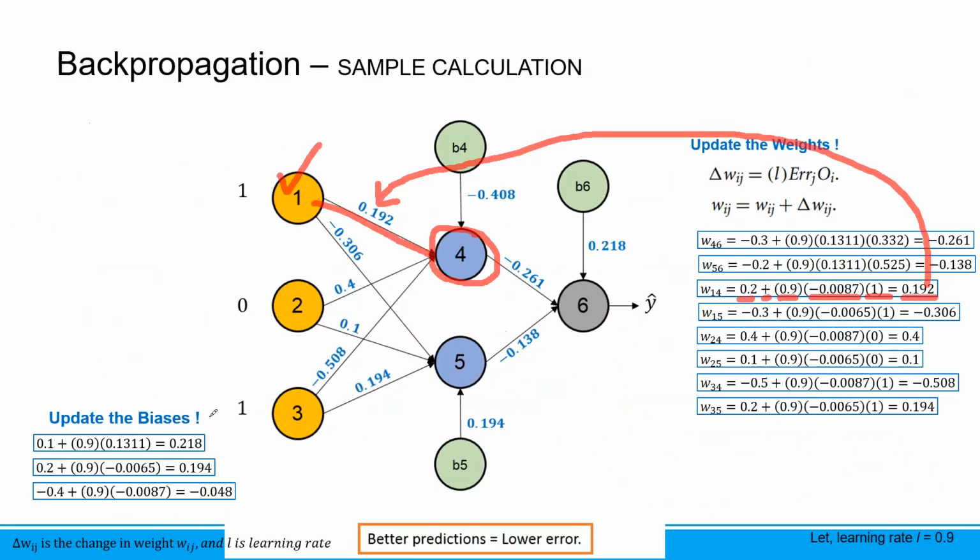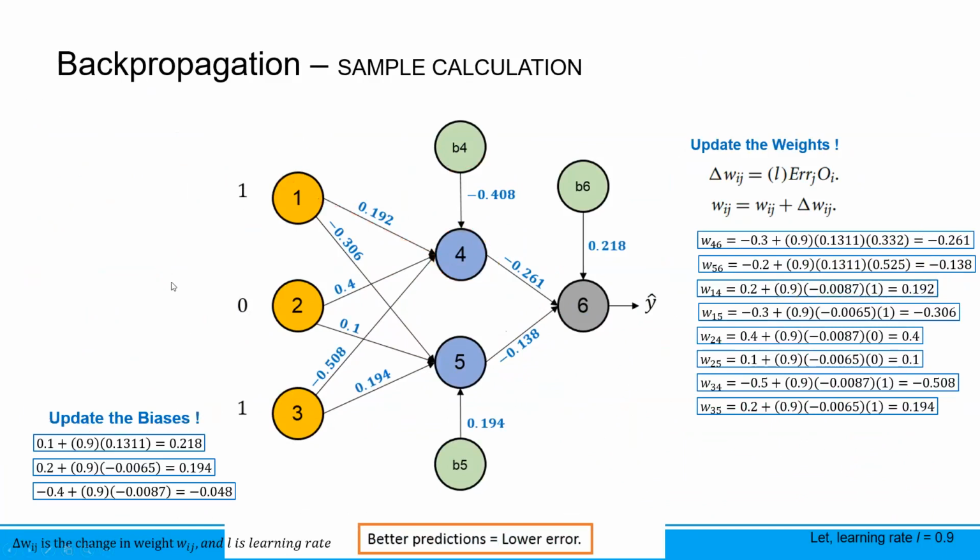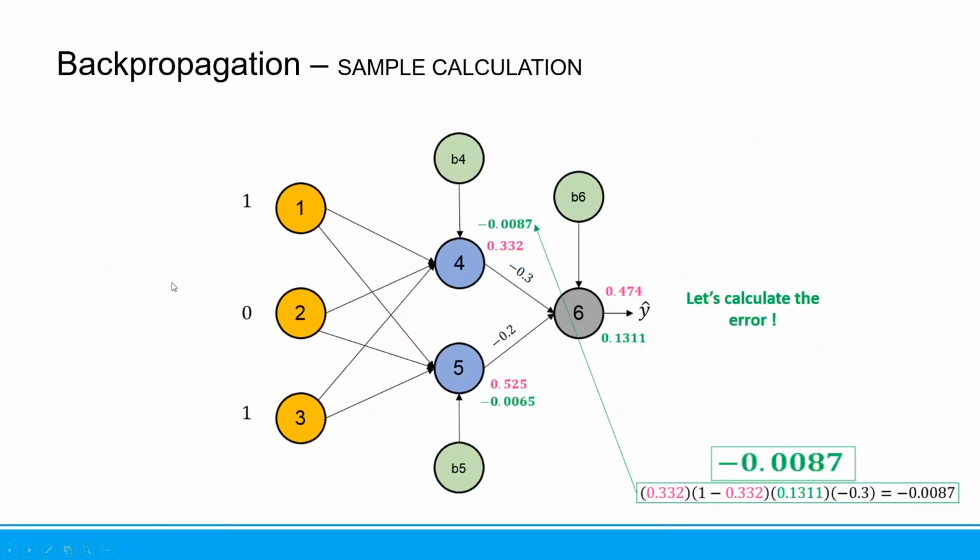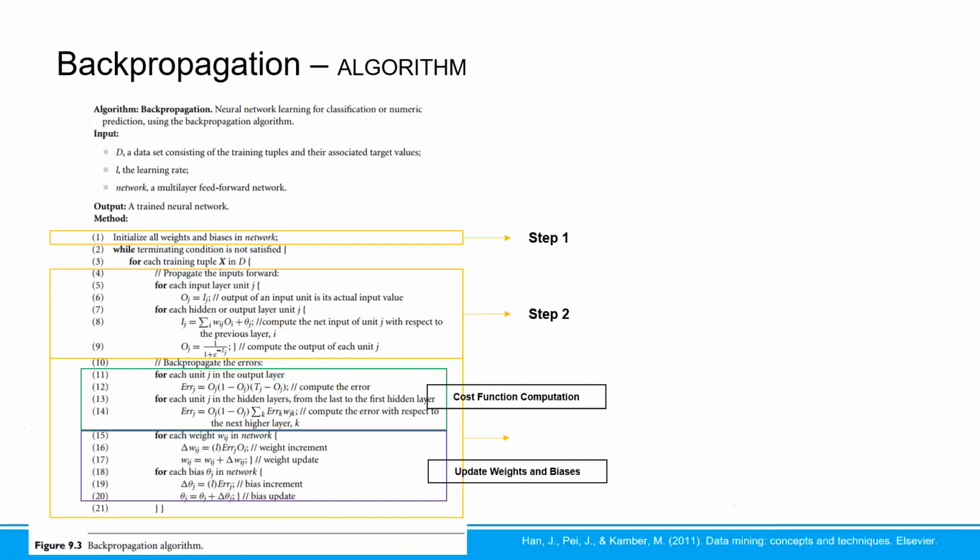We can also update the bias. How to update the bias? Sorry, I didn't put the formula, but you can look at this algorithm. So the bias can be increased with this algorithm. The delta bias is the learning rate multiplied by the error. So the new bias will be the current bias plus the delta bias. So you can look at this formula.